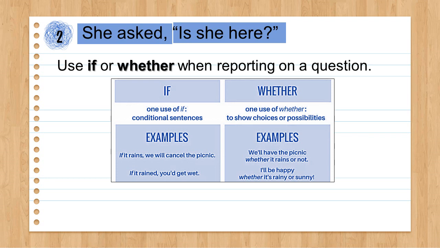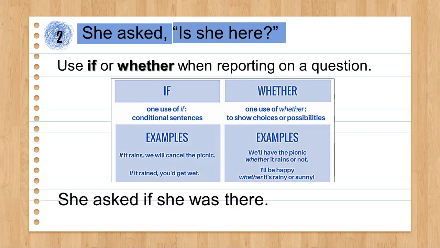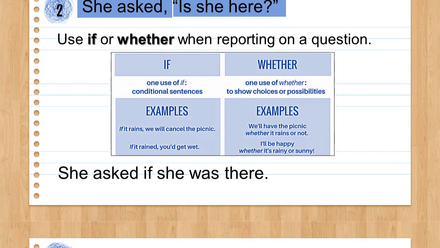We use whether if there's more than one outcome. For example, we'll have the picnic whether it rains or not. I'll be happy whether it's raining or sunny. Both these sentences have two possible outcomes. So if we want to convert the sentence, she asked, "Is she here?" Then it will be, she asked if she was there.